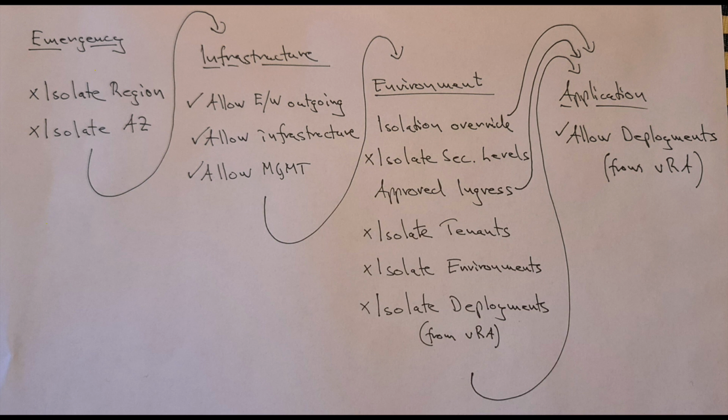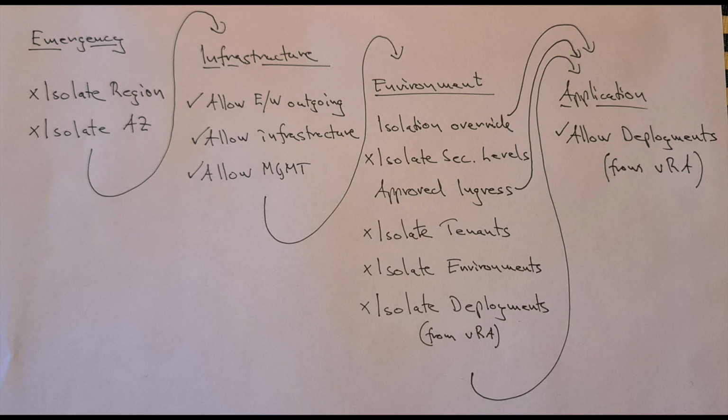And then going to an environment, we start off with isolation override. This is where we have exceptions, where we want to do an override, basically with the action jump to application. So we basically jump by the blocking dimensions over to application tab. Then we have isolation of security levels if we want to. The approved ingress, same there. Either we approve them right away, or we can do the jump to application. Isolate tenant from each other, isolate environments from each other, isolate deployments from each other.